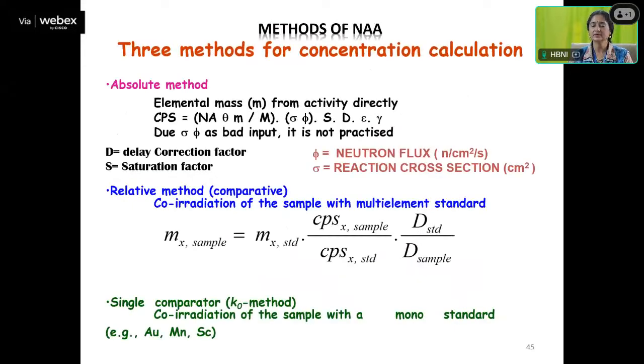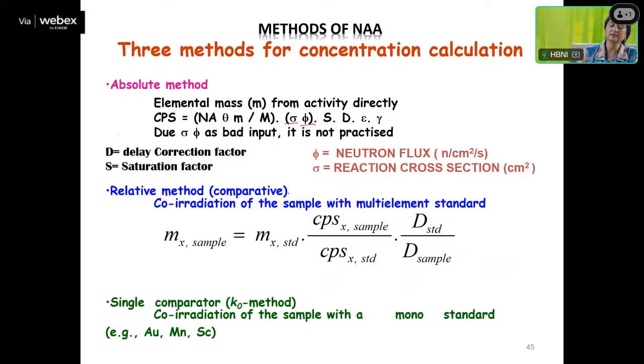Now, there are three methods for concentration calculation. One is the absolute method. In the absolute method, no standard is required, because in that equation sigma, phi and all these things are fixed, like constants. So you can directly calculate the concentration.